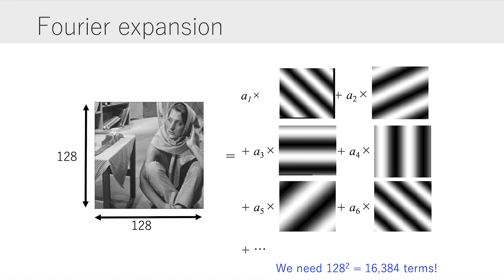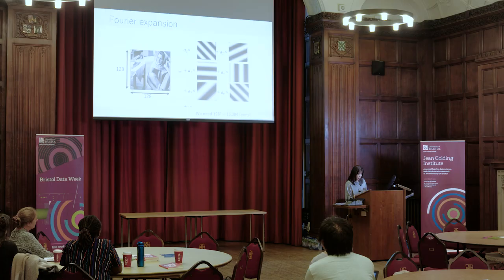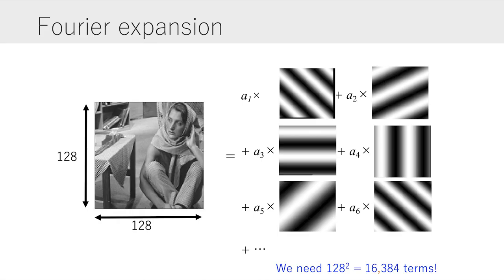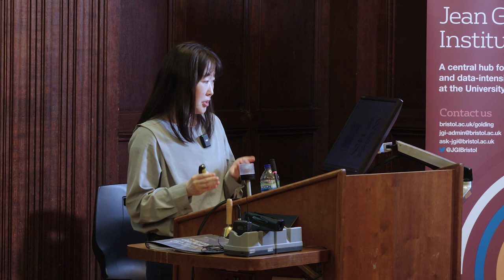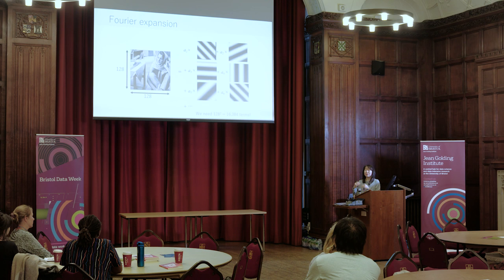We can apply Fourier expansion to any image. In case this image consists of 128 squared pixels, we can express this image as the summation of the same number of wave patterns. These wave patterns have different wavelengths and directions. This procedure is known as Fourier expansion, and we can apply this process to any image. The dependency on the image appears in the coefficients, for instance, A1, A2, A3, A4, and so on. These coefficients represent the contribution of each wave pattern to express the image.